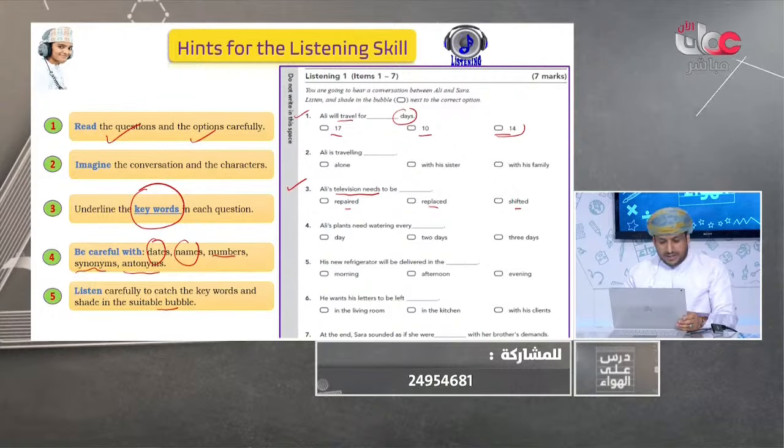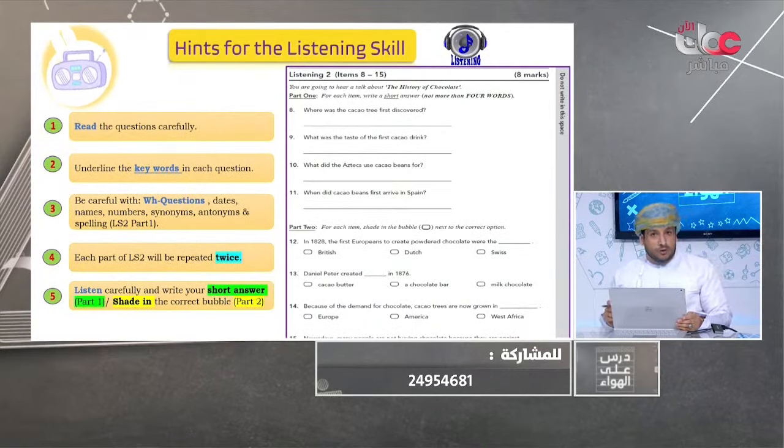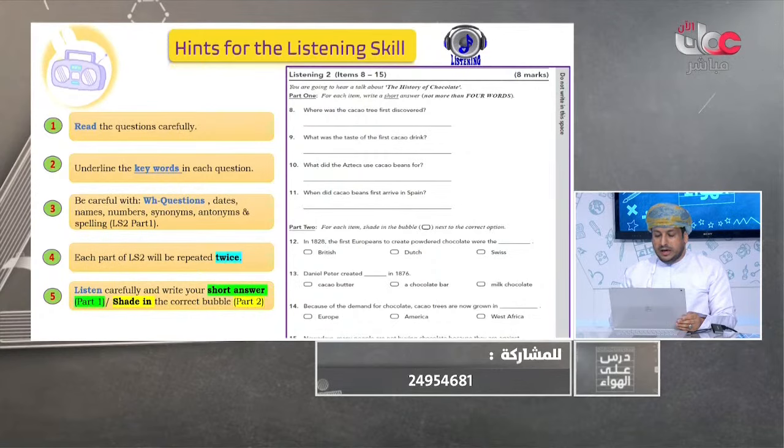All right, so that's it about this question. So let's go to the second part of the listening. In this part you will have, as we mentioned, those questions. We have how many WH questions, we said? 4. In these 4 WH questions, you have to read the question carefully and underline the keywords.